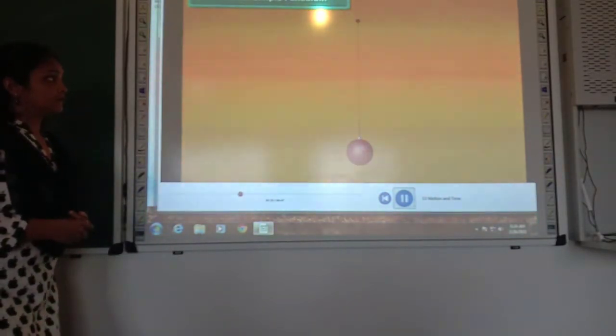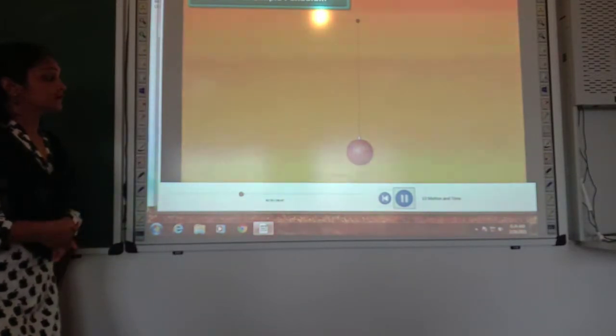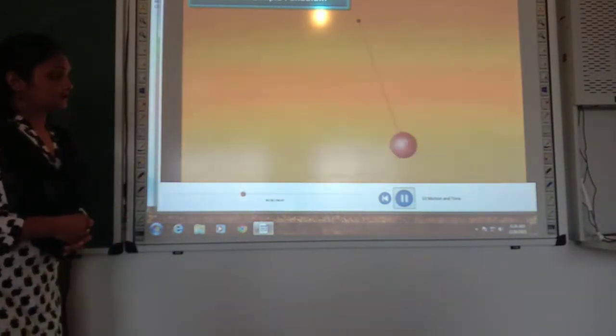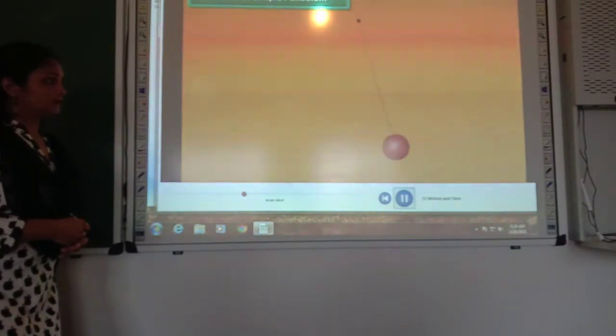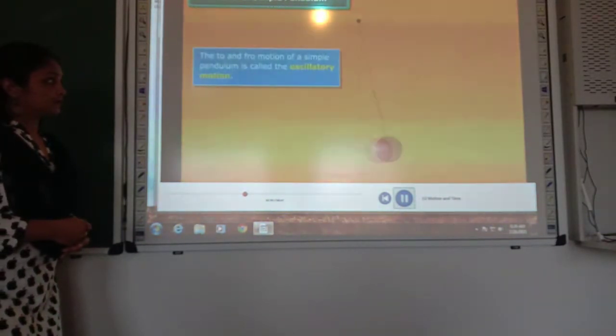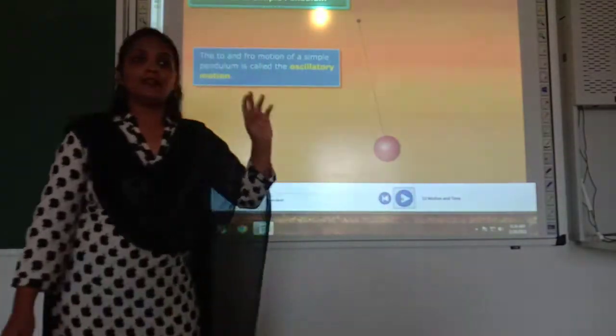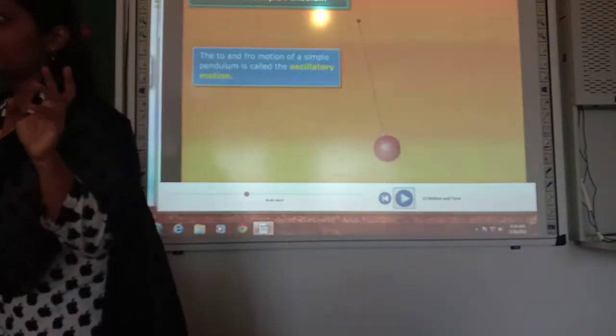Suppose the bob of a simple pendulum is in equilibrium. If we now take it to one side, left or right, and release it, it begins to move to and fro. This is the to and fro motion of a simple pendulum. So as I discussed earlier, oscillation is performed.